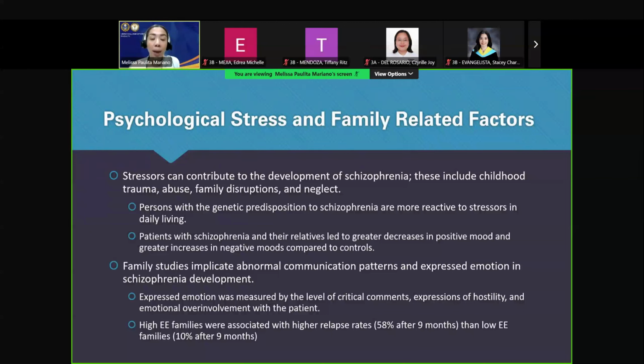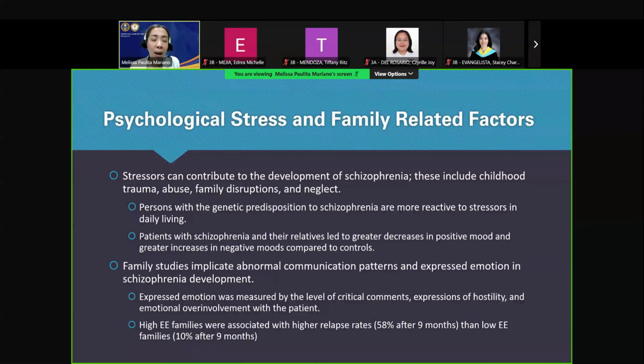And this is something that has been demonstrated to be genetic, the reaction to stress. Family studies also implicate abnormal communication patterns within the families of people with schizophrenia. And one of the most supported hypotheses here is going to be the presence of high expressed emotions in the families of people with schizophrenia. What's expressed emotion? It's not just expressing, hey, I love you so much, I'm so happy. It is rather a psychological construct that's measured by the level of criticism, expressions of hostility, and emotional over-involvement of parents or family members with the patient.